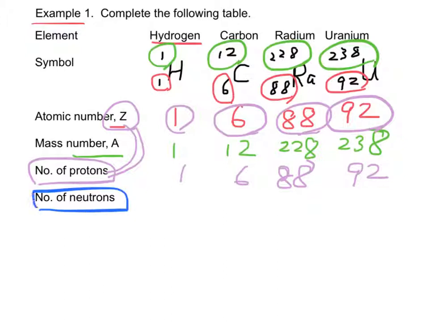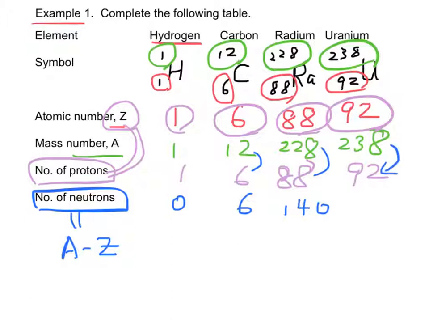Number of neutrons is equal to the difference between mass number and atomic number. Therefore, the number of neutrons of hydrogen is 0, and that of carbon is 6, and that of radium is 140, and that of uranium is 146.